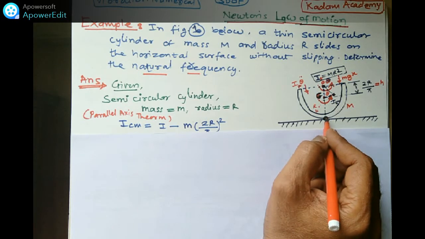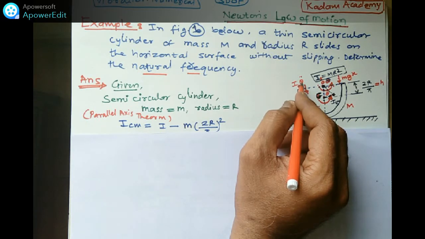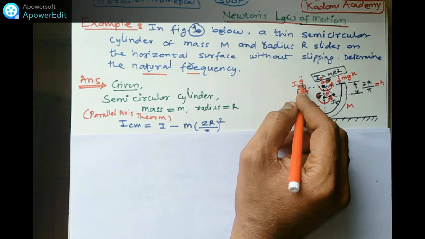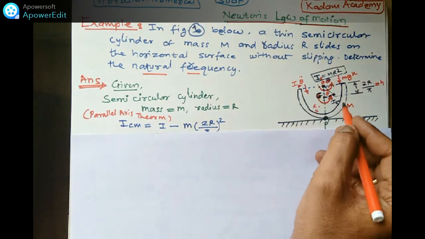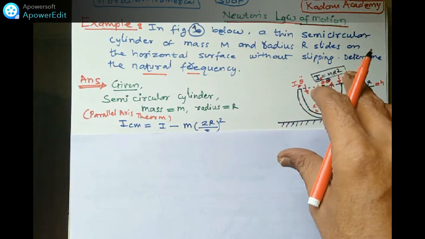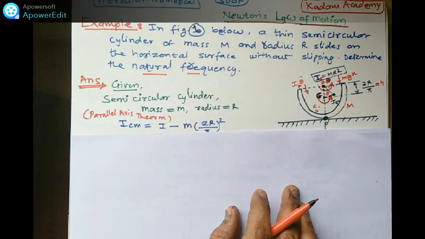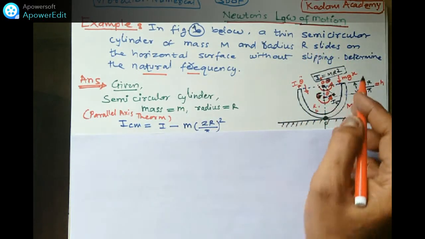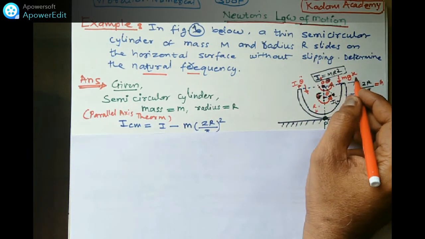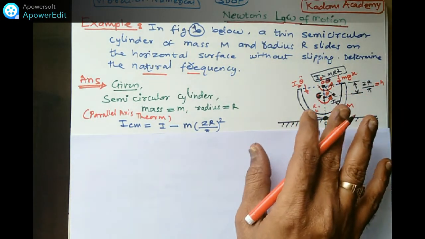With this couple it will form, and the displacement and this acceleration, IP into theta double dot, will form the restoring couple when we rotate like this. It will try to move like this. When we give this displacement, the mgx, x means this distance. I will show you in this next diagram.